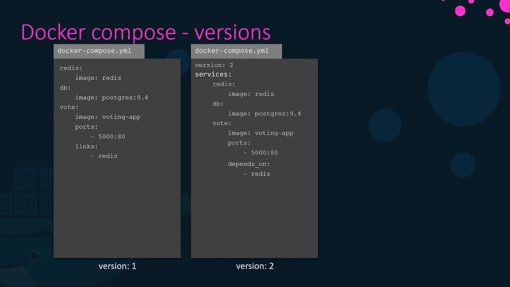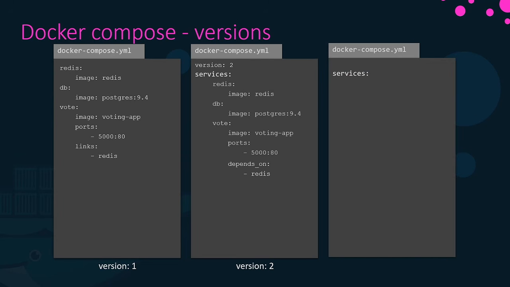Then comes version 3, which is the latest as of today. Version 3 is similar to version 2 in the structure, meaning it has a version specification at the top and a services section under which you put all your services, just like in version 2. Make sure to specify the version number as 3 at the top. Version 3 comes with support for Docker Swarm, which we will see later on.